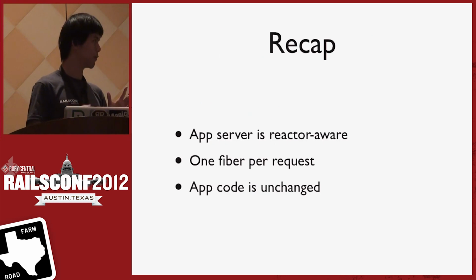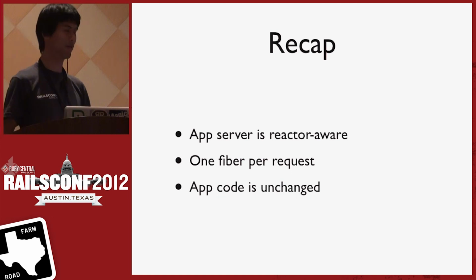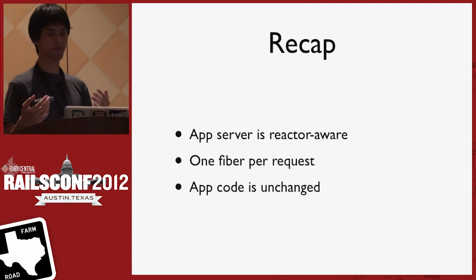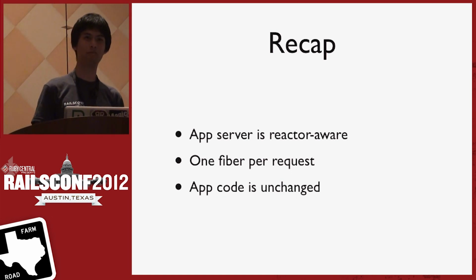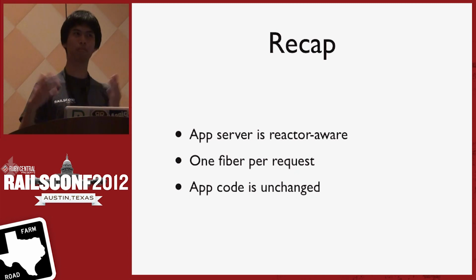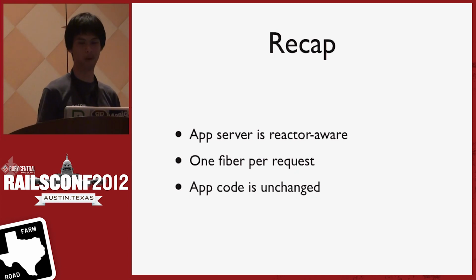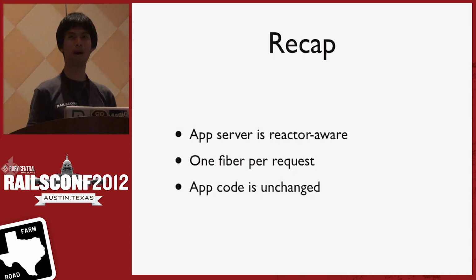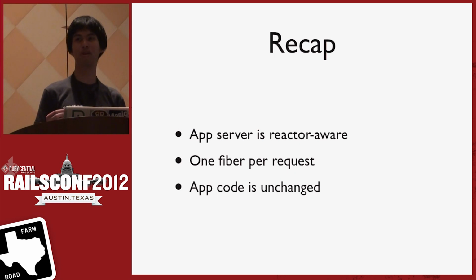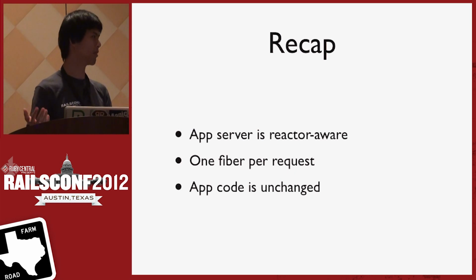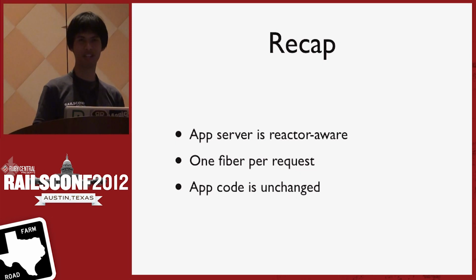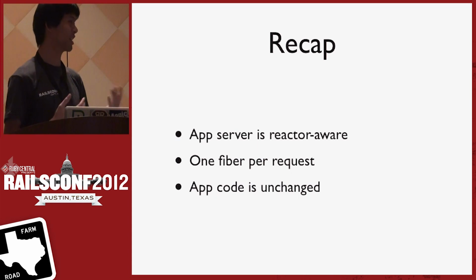So we've done some shuffling around. Things are sounding pretty good. The only infrastructure change we've made is maybe use a different app server. But you might be using one that's already reactor aware. The only code change we've made is the requirement that every request has to be in its own fiber. And that was a one-line change, right? The rest of our code, our models, our controllers, our views, they're all still the same.